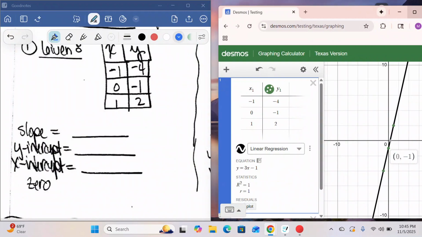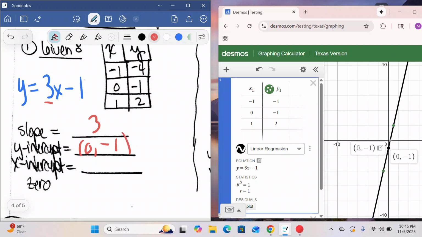So let's rewrite this equation. The equation that was given to us right there under the linear regression is y equals 3x minus 1. I know what my slope is right here. My slope is 3. I know what my y-intercept is here. All I have to do is click over it. (0, -3). Not (0, -3). (0, -1). Why is it (0, -1)? Because that's where the line crosses the y-axis.